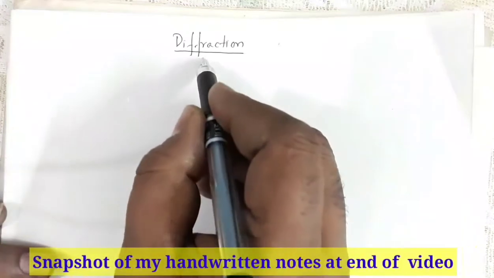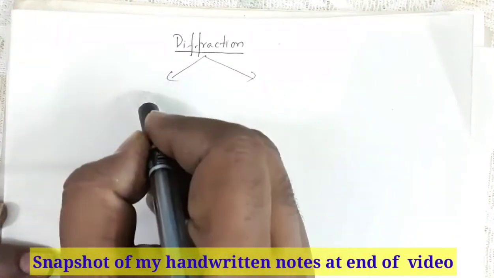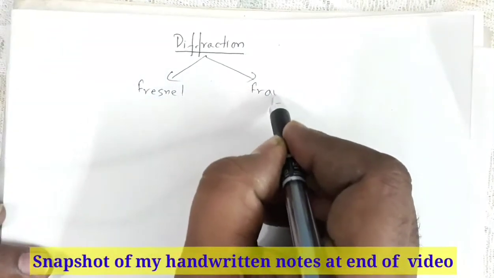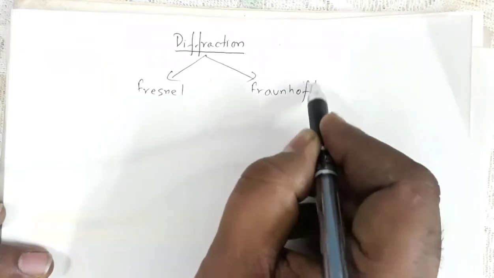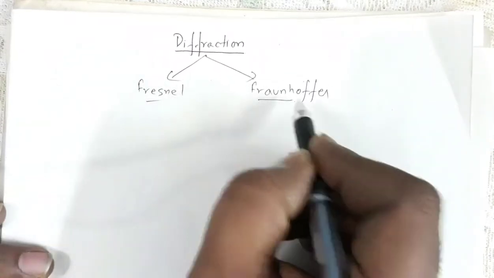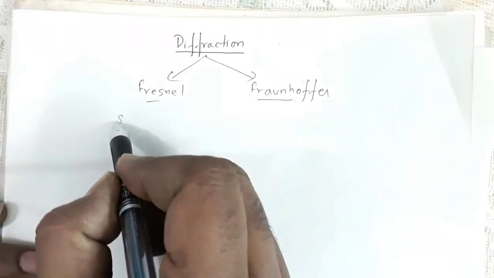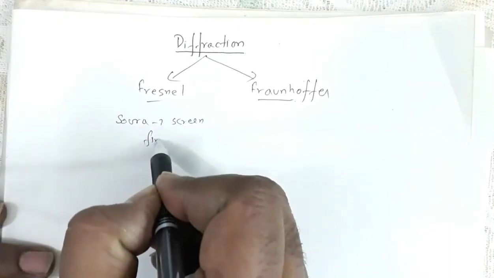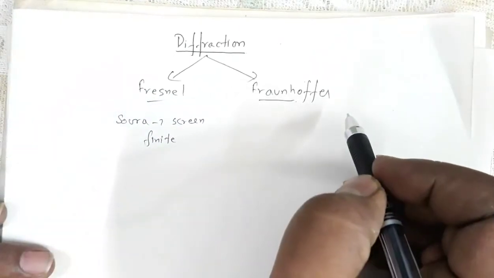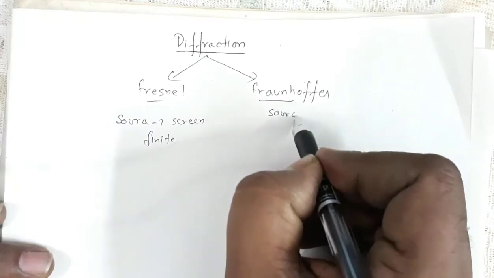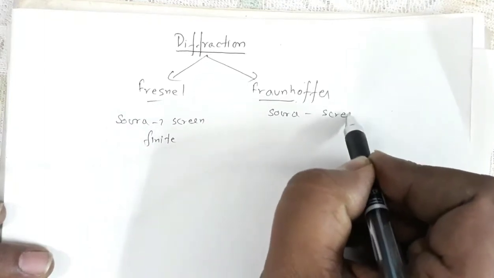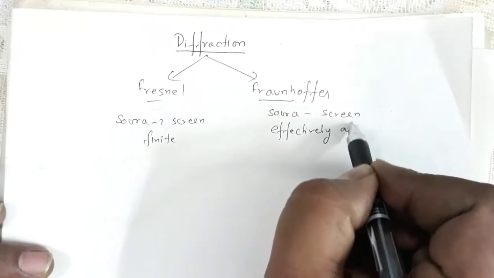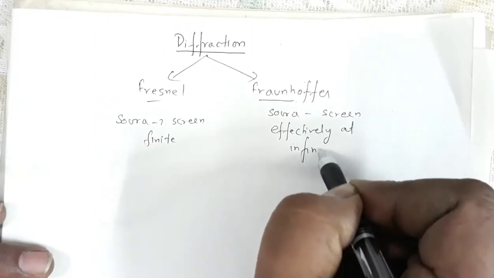Now diffraction is of two types. One is Fresnel and the other one is Fraunhofer. Fresnel diffraction and Fraunhofer diffraction. In Fresnel diffraction, source and screen are at finite separation, and in Fraunhofer diffraction, source and screen are effectively at infinite separation.